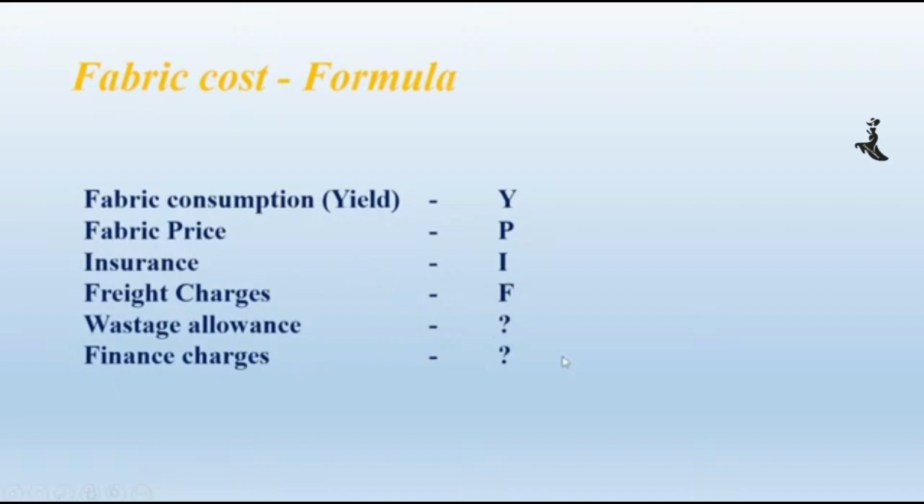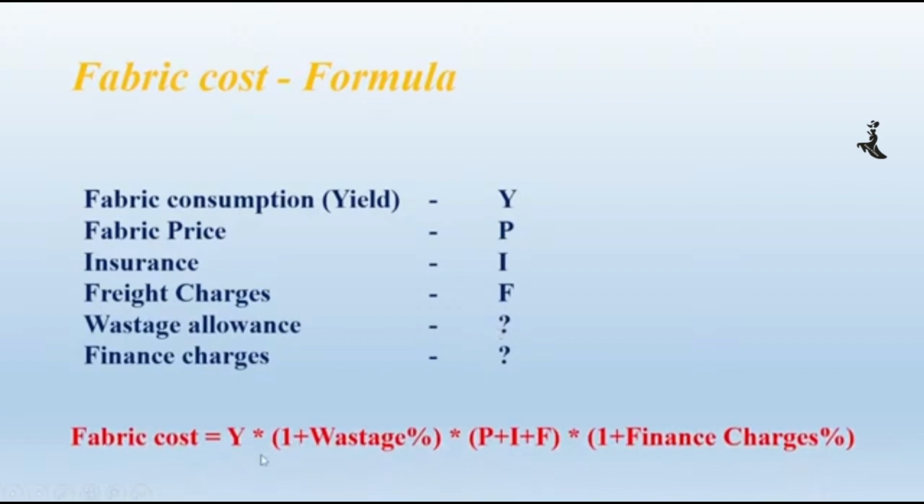The wastage allowance can be decided by the factory, whatever the percentage is. And this is the formula: fabric cost, Y equals consumption into (1 plus wastage allowance) into (price, insurance, and freight within brackets) into (1 plus finance charges percentage). These brackets are very important. You have to include these brackets correctly, otherwise the answer will be wrong.